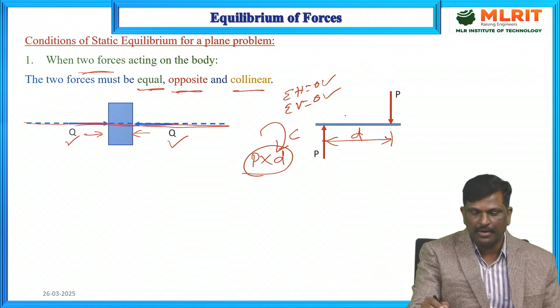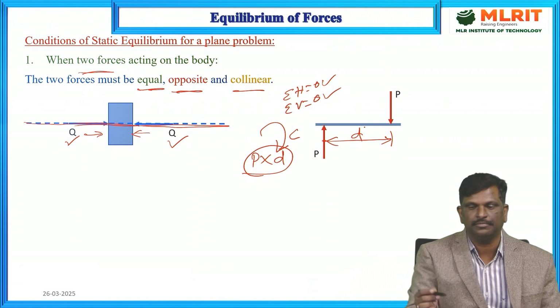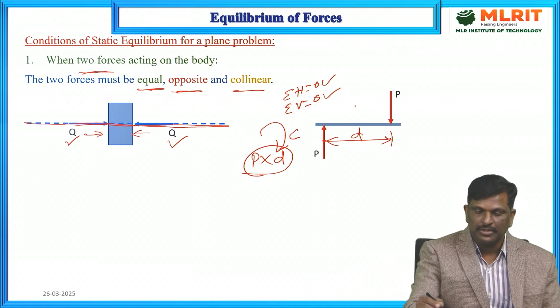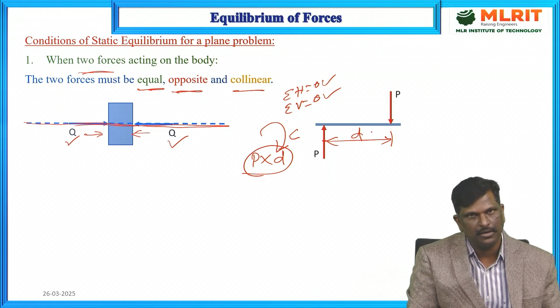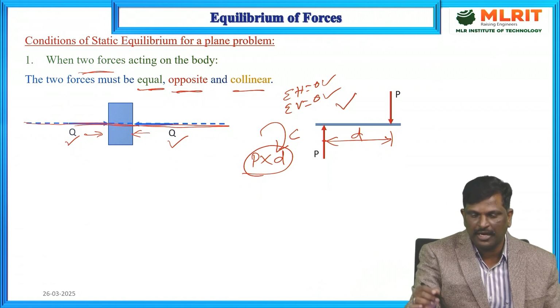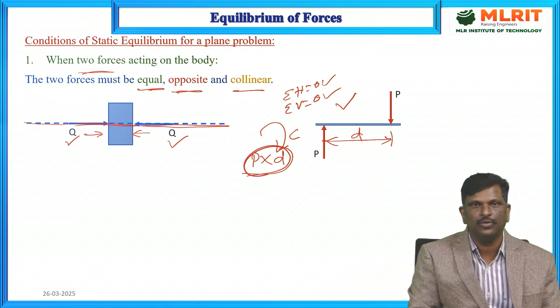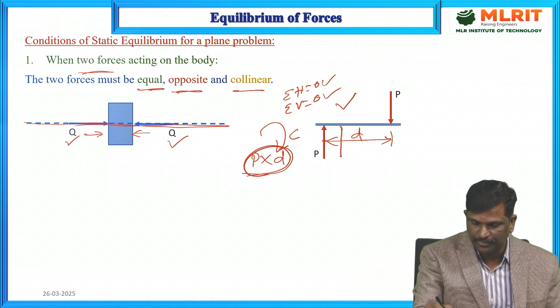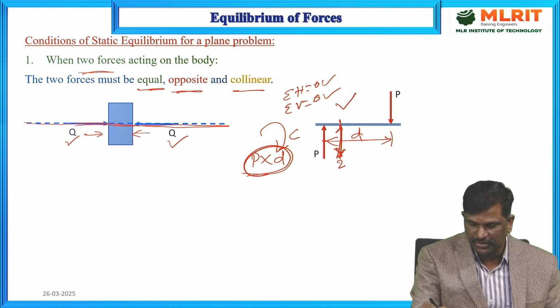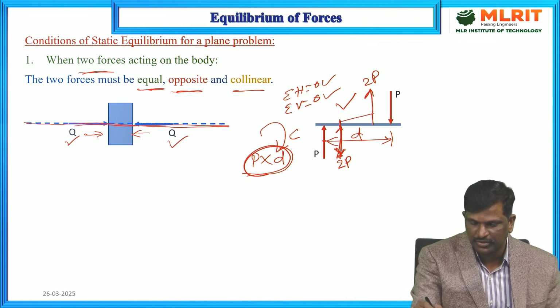Now, how to bring this system into equilibrium? There must be an opposite couple to balance the actual couple P into D. Then only the body will come back to equilibrium here. That means we can take two forces, each equal to 2P. Again, two parallel forces. The distance between these two is D by 2.